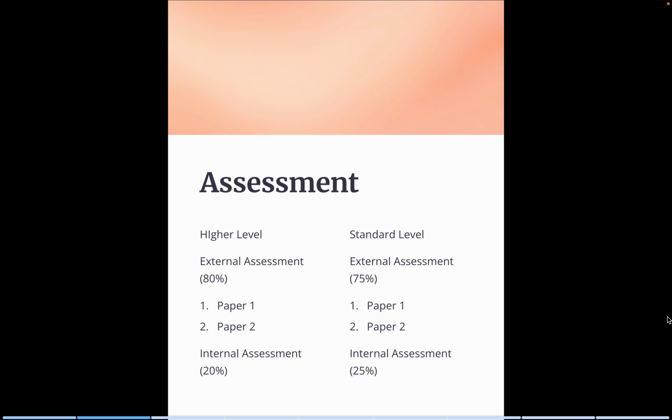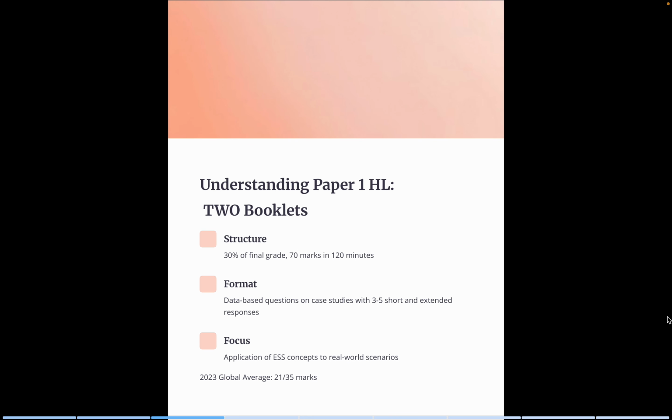In external assessment, in both HL and SL, we have two papers, paper 1 and paper 2. Now let's understand how paper 1 HL looks. Here you will get two booklets. One is a resource booklet, which will have a case study. That case study is going to be unfamiliar and based on one country. Then you will get a question booklet with questions, sometimes based on data and essay type questions, related to the case study.